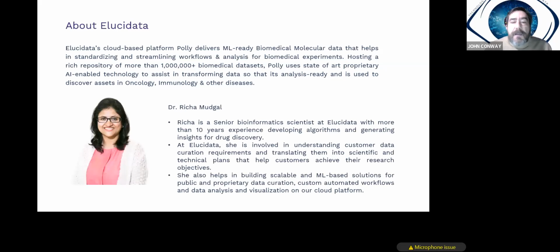Today's speaker is Dr. Richa Mudgal. Richa is a senior bioinformatics scientist at Elucidata with more than 10 years experience developing algorithms and generating insights for drug discovery. At Elucidata, she's involved in understanding customer data curation requirements and translating them into scientific and technical plans that help customers achieve their research objectives. She also helps in building scalable and machine learning-based solutions for public and proprietary data curation, custom automated workflows, and data analysis and visualization on their cloud platform.